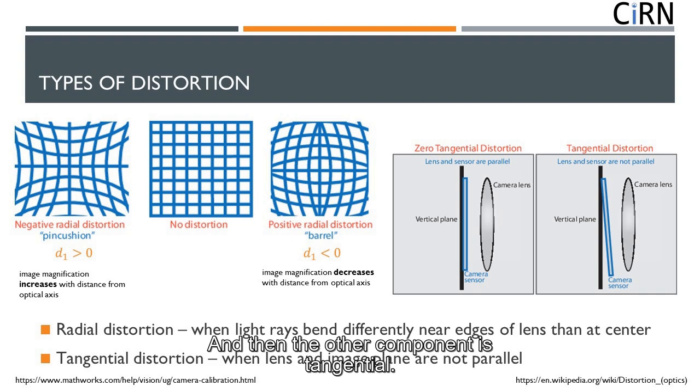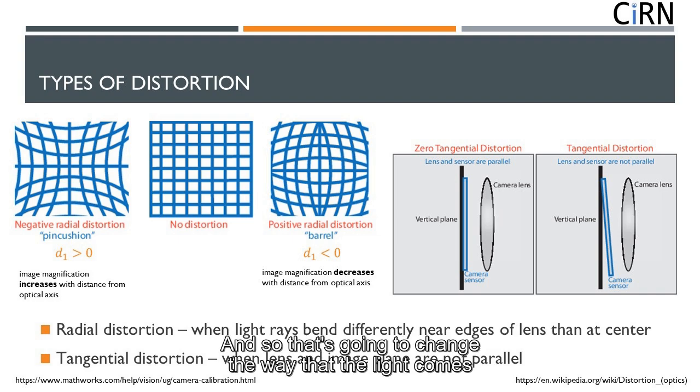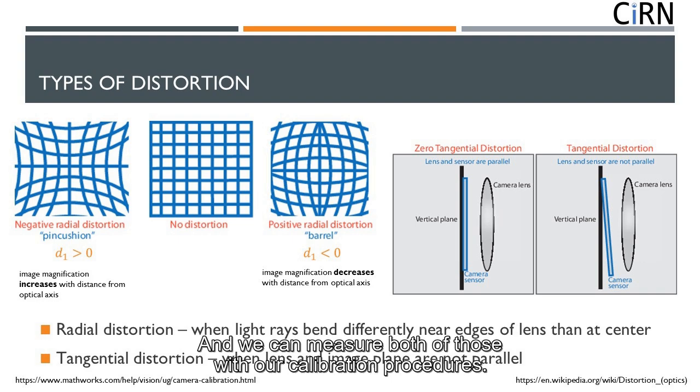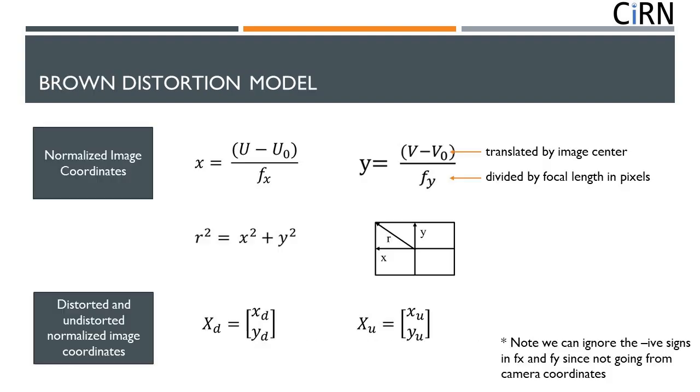And so that's the radial distortion. And then the other component is the tangential. And so examples here on the right are when the lens here and the image plane aren't perfectly parallel. And so that's going to change the way that the light comes through as well. And so that is referred to as tangential distortion. And we can measure both of those with our calibration procedures.